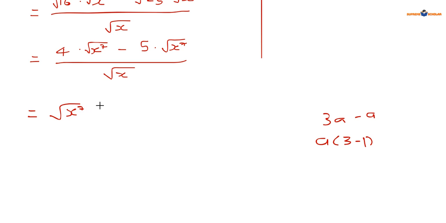The square root of x to the power of 7, and then we have a bracket, 4 minus 5.